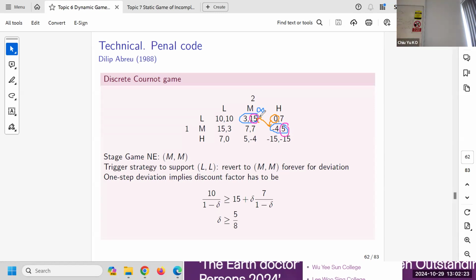But if he deviates, okay, what will happen to him, right? Under the deviation, what he can do is jump to M, right? Because player 1 is using M under the punishment. So if he deviates, it will be 5, 7, right? The deviation gives 7. But once he deviates, he will start getting punished. It will be -4, all right? And the 3 forever, right?